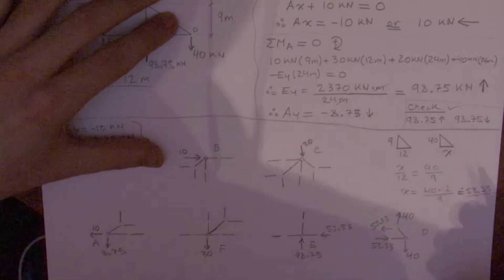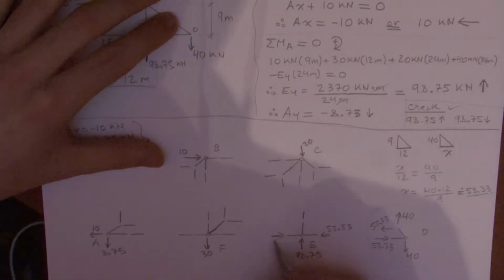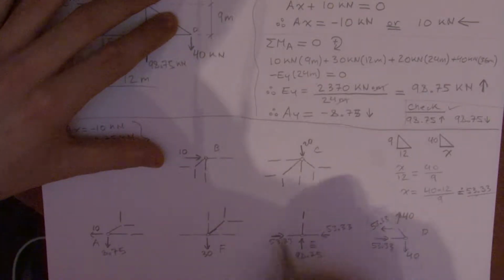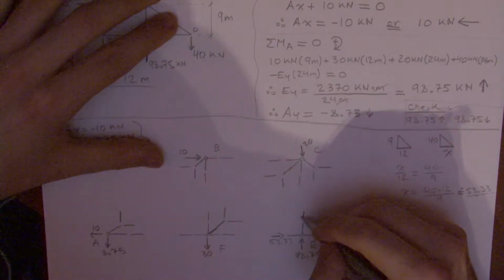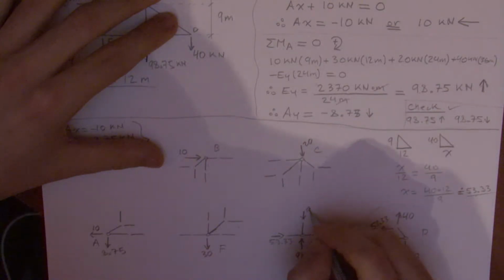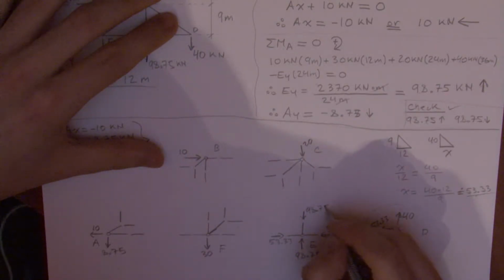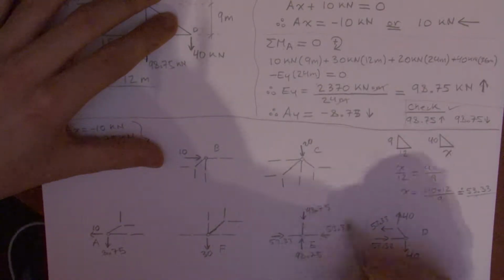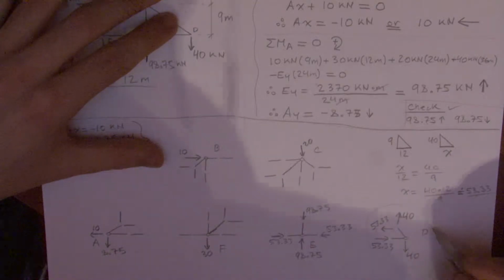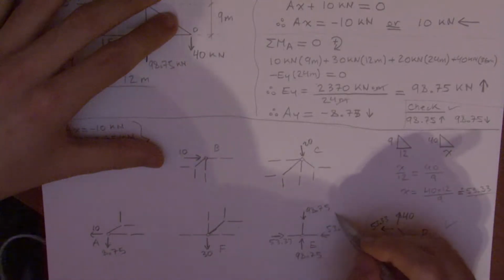Alright, now how do we balance this? So we can already solve this right away. We can say that we have 53.33 to the right. So that balances it in the x. Now to balance this in the y, we can say that we have 98.75 going down, because we have 98.75 going up. So this is in equilibrium, this is in equilibrium, so this checks out and this checks out.